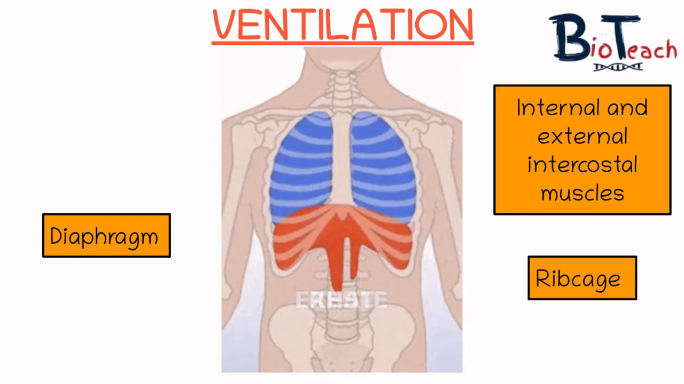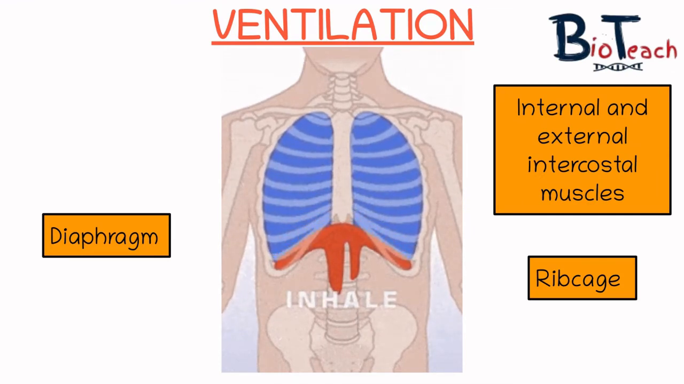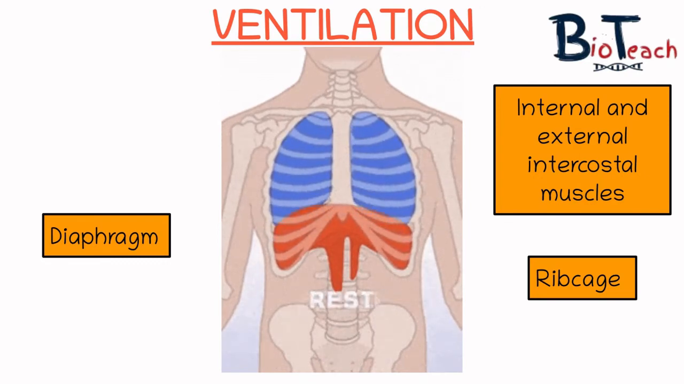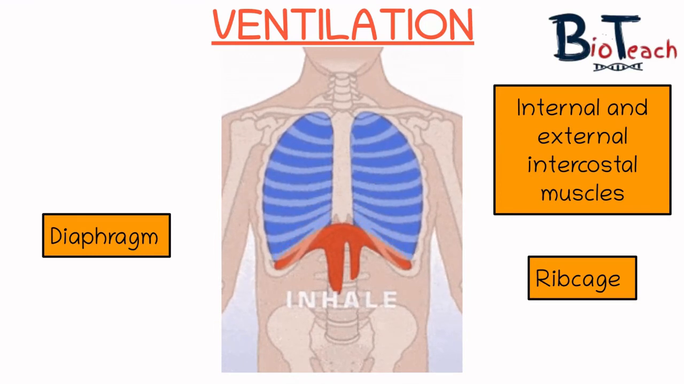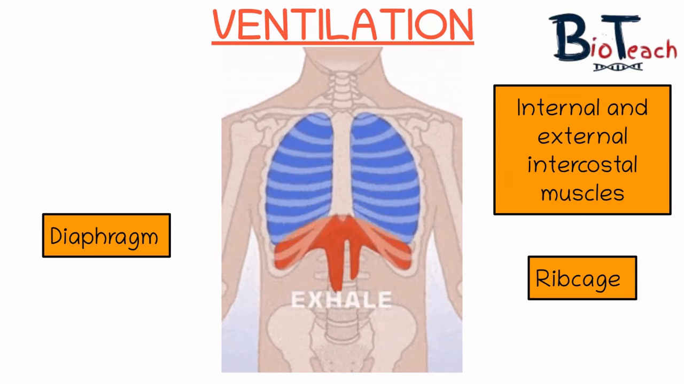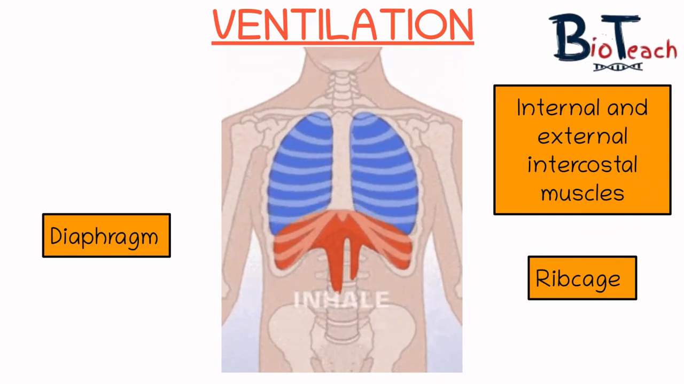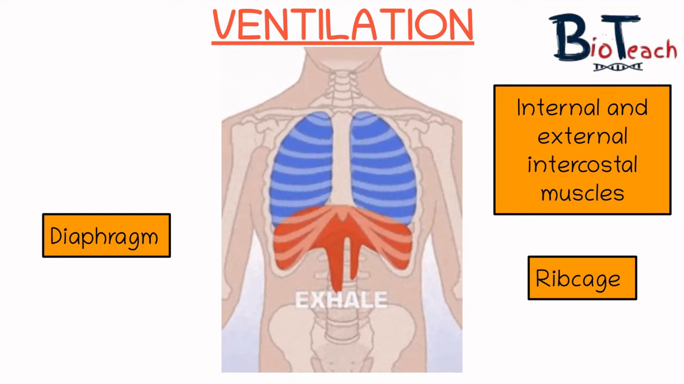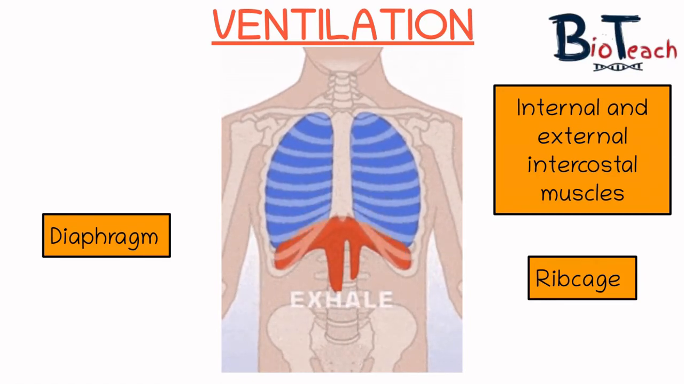The opposite of inspiration is expiration. So this is where the diaphragm will relax and return back to its dome shape. The external intercostal muscles will relax and the internal ones at this point will contract, and that allows the rib cage to move down and in. This then also means that the volume of the thoracic cavity will decrease, and that causes the air pressure in the lungs to increase, and that also then forces the air out of the lungs. And that's what expiration is, the breathing out process. Expiration is actually a passive process, so comparatively to inspiration, it doesn't require any energy.